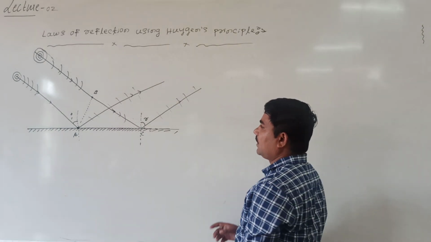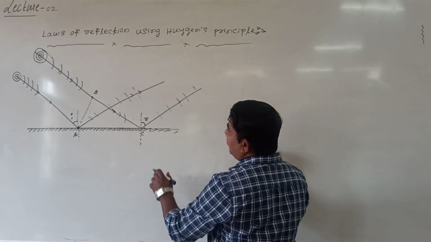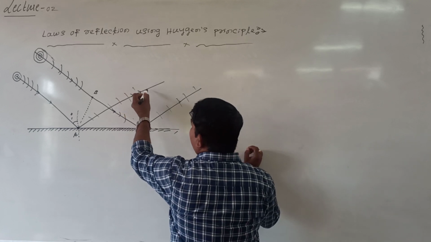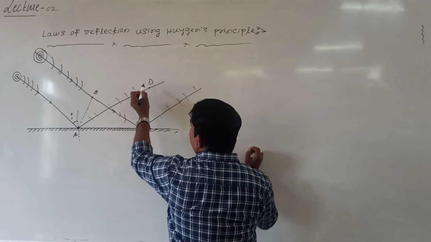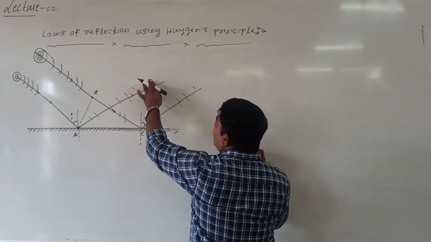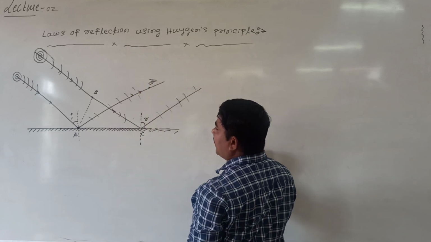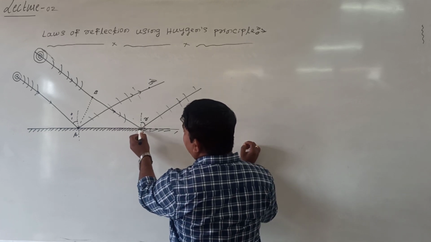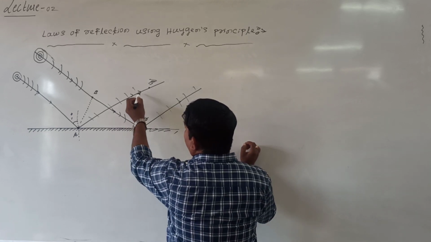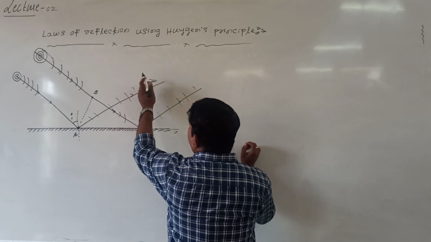Are you following? Now, see here. From this point, I can take this as one point. Say this is the D point I can take. At the D point, or you can take at this point also, no matter. If I take it, this is equal to what value? AD. I can choose some other point. Say this is the D point I will choose.